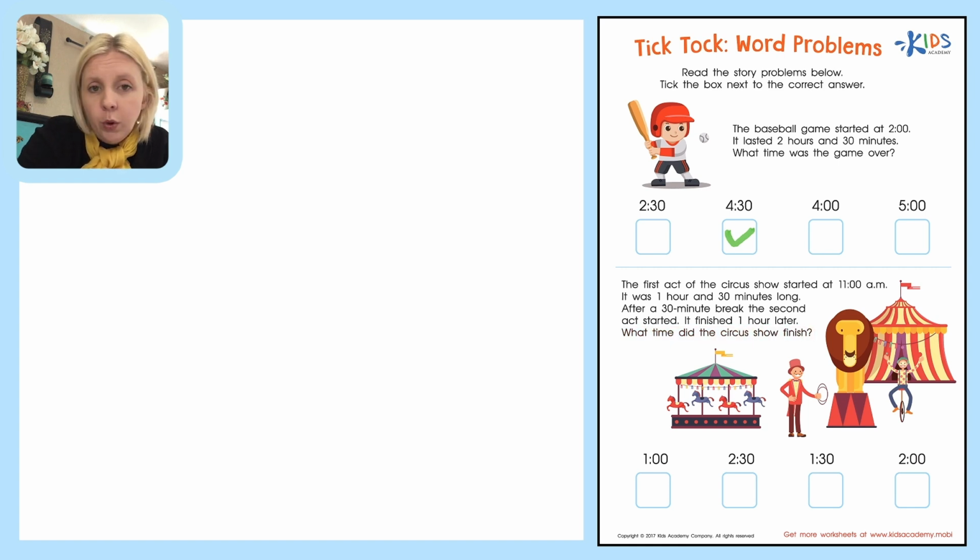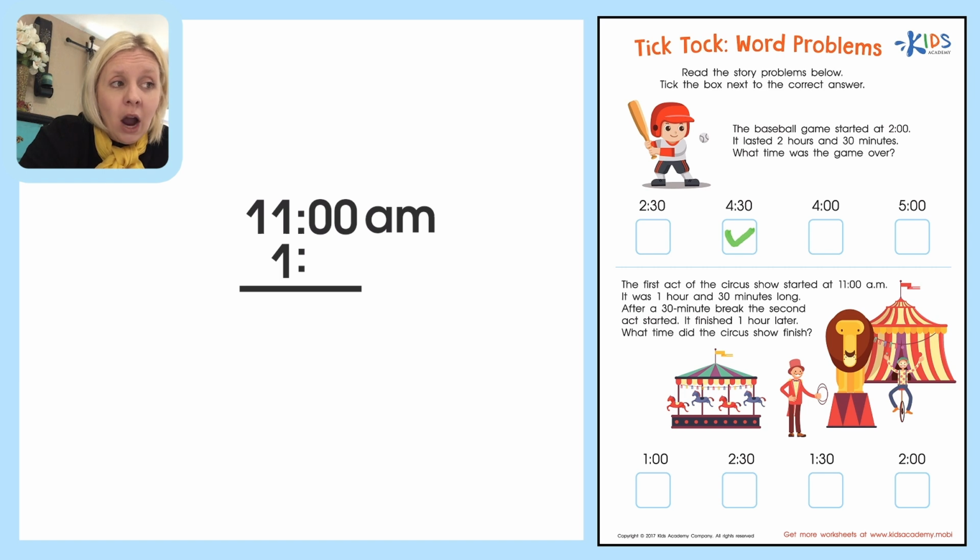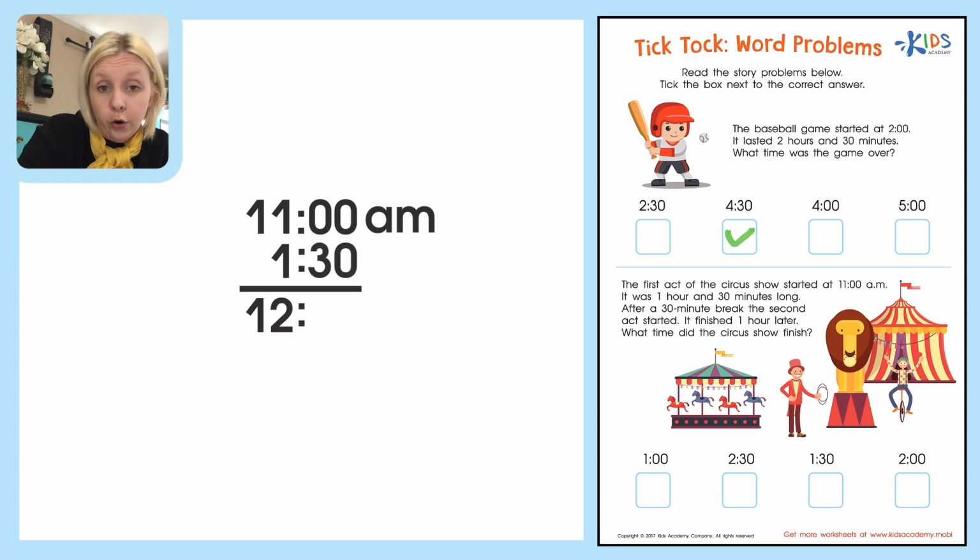So let's set this up like we would a regular number problem, okay? So we've got 11 o'clock a.m. I don't know if the AM is important or not, but I'm going to write it off to the side just in case, okay? And it said it was 1 hour and 30 minutes long. So if we were to add 1 hour to 11 o'clock, it would be 11 o'clock, 12 o'clock. So we would add this up, okay? 12 o'clock, and then it said it was 1 hour and 30 minutes long. So we're going to add 30 over here, and we've got 12:30, okay?